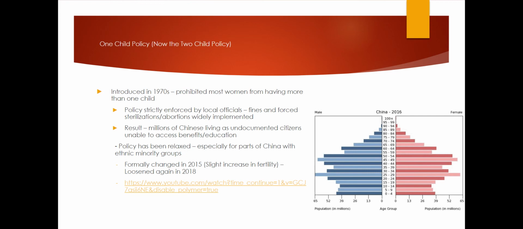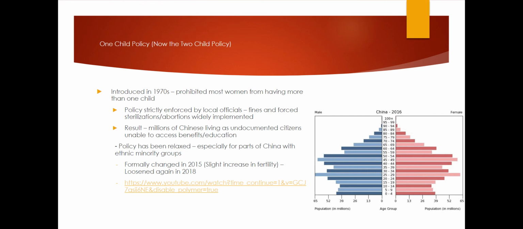As a result, you have millions of Chinese that are essentially living as undocumented citizens within their own country, unable to access benefits or education because they were, in essence, the child that is not registered with the government. You also have lots of girls that were essentially not legal citizens, a lot of girls that were put up for adoption, and a lot of other really negative unintended consequences that we'll read and talk about.